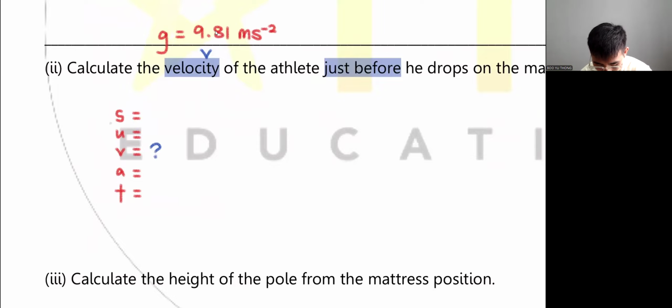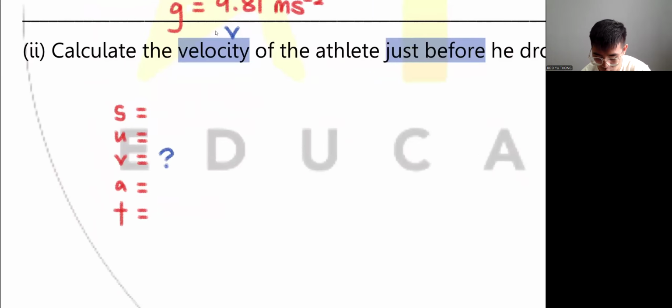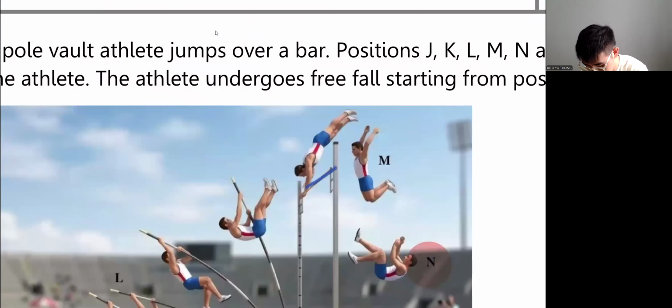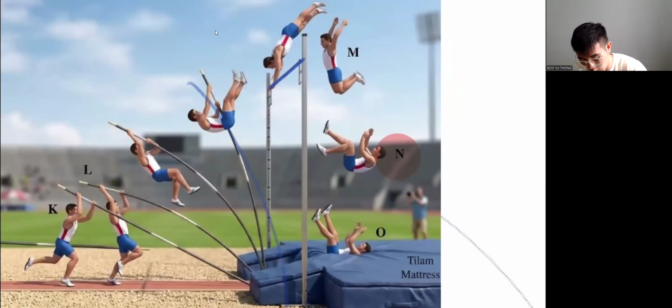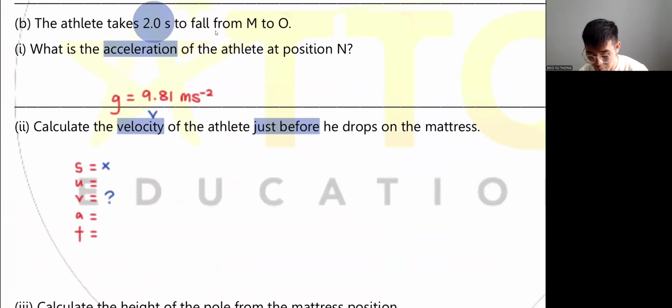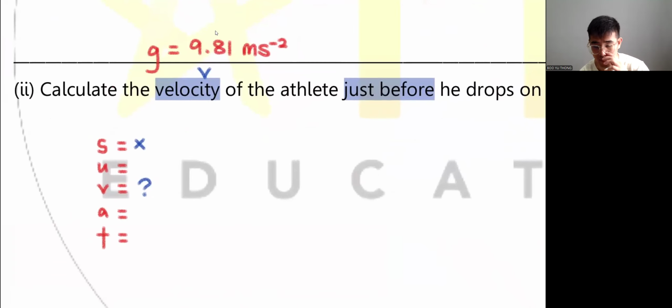For example, S is the displacement, right? For displacement, you read the question and realize there's no displacement given, because you don't know how tall the pole is. There are two poles here. One is the pole vault, the one that supports the athlete and throws the athlete upward. The other is the barrier pole, the one you set the record height of the jump on. Because you don't know how tall that pole is, you don't know the height of the athlete falling down.